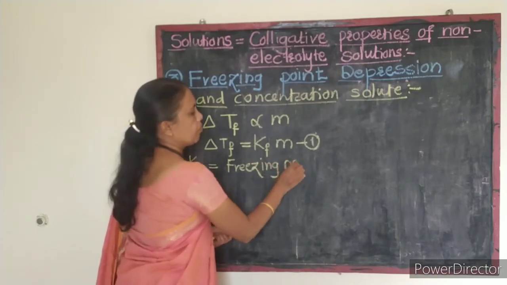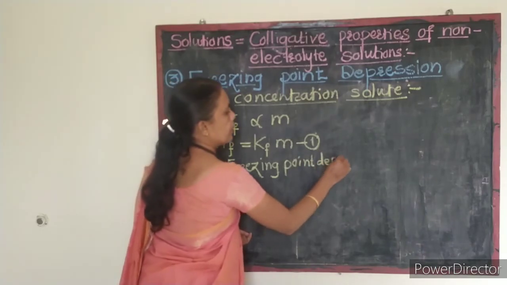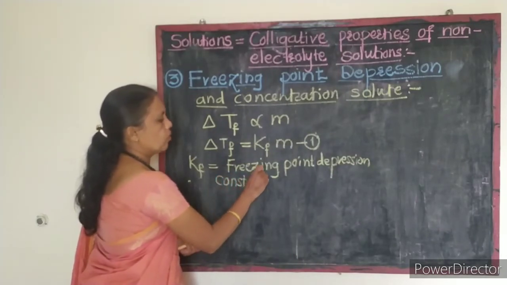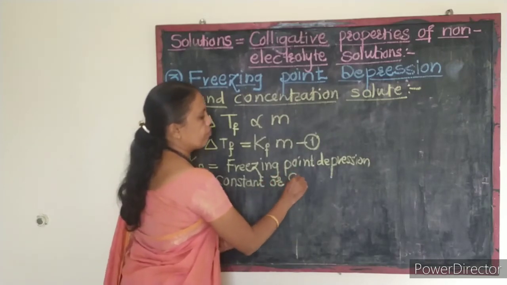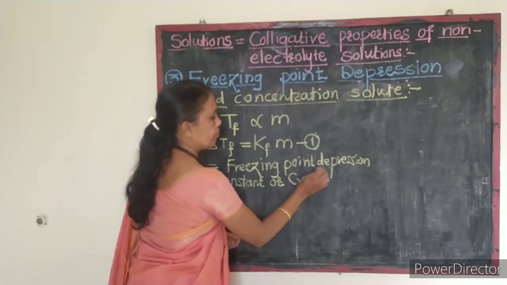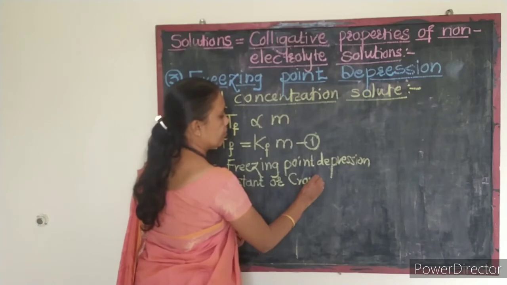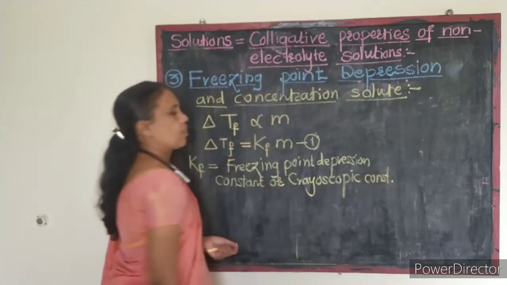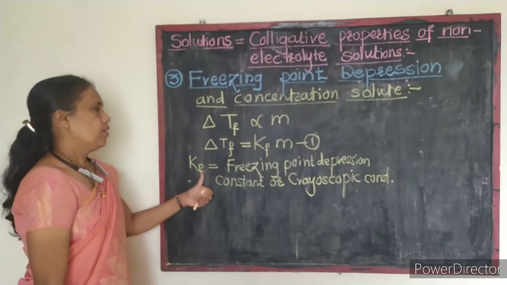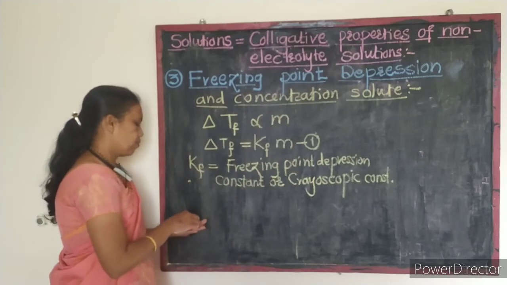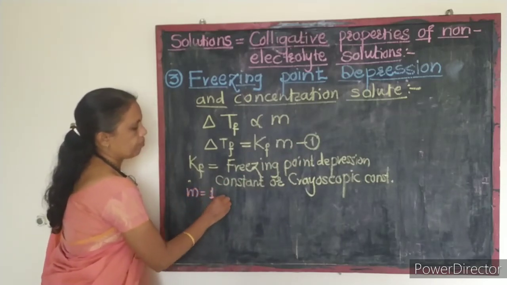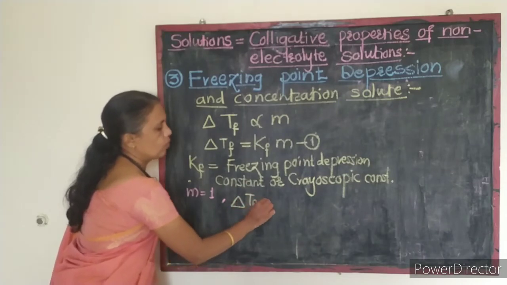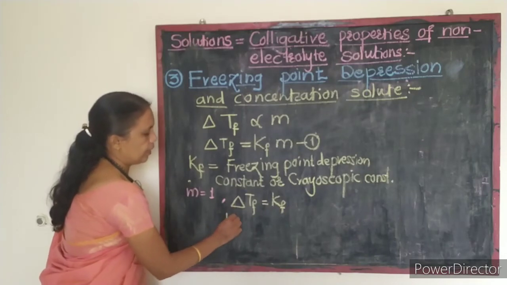Freezing point depression constant or cryoscopic constant. We can define this. Define करण्यासाठी आपण मोलर हे 1 कन्सिडर करूया. If we take 1 molar solution, m equal to 1, then equation 1 becomes delta TF is equal to KF. We can write it like this.